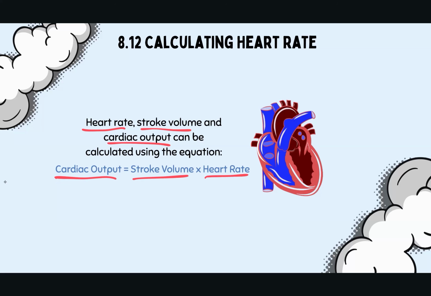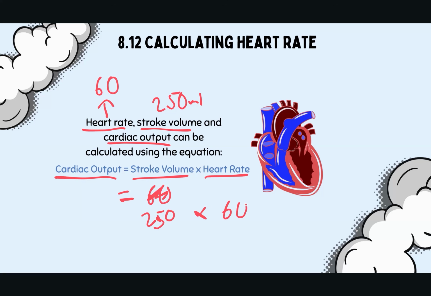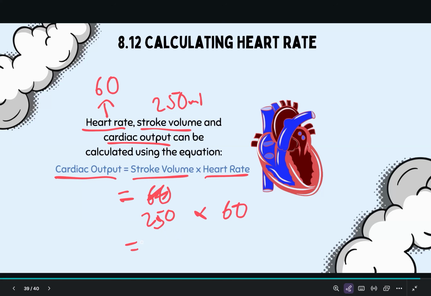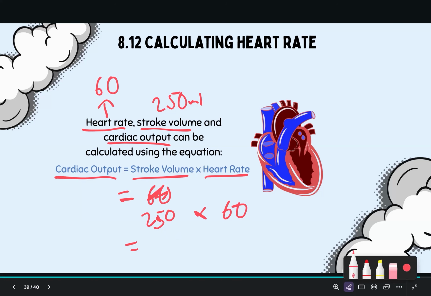So if someone had a stroke volume of, say, 250 milliliters, and they had a resting heart rate of 60, what we do here for cardiac output is 250 times 60. So that would be 15 liters.